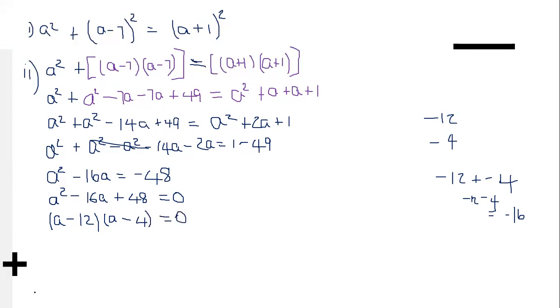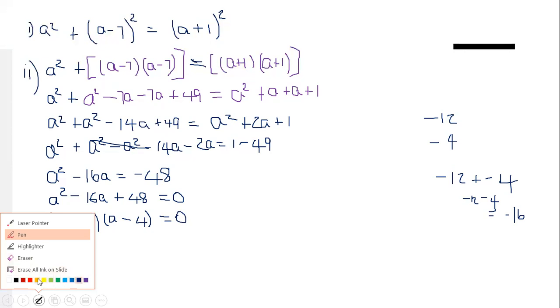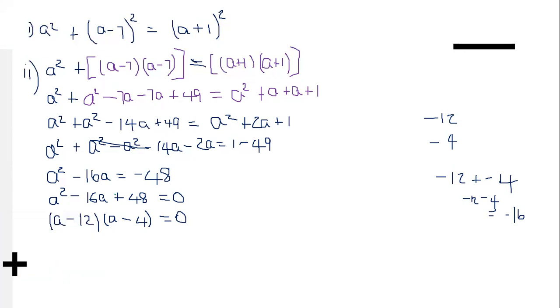Or you can take the long route. Let me try and quickly show the long route. You substitute the b term with the factors. The negative 16 is the b term. So you're going to have a squared minus 12a minus 4a plus 48 is equal to 0.